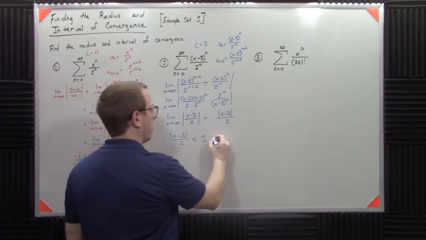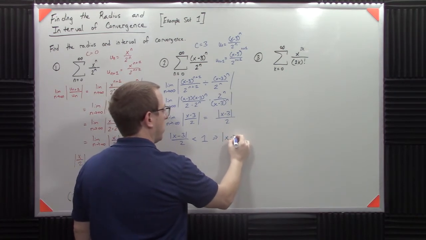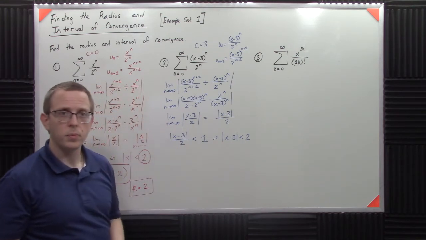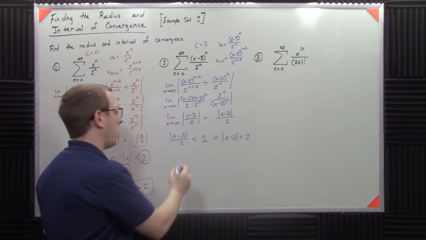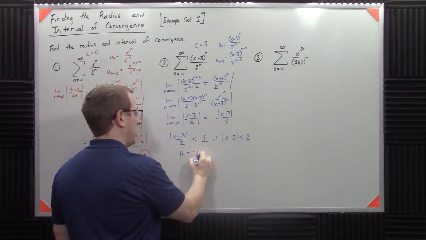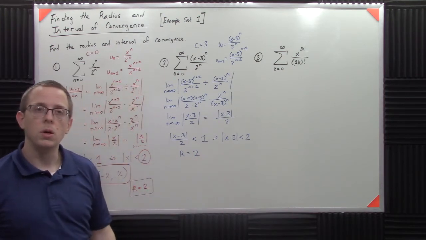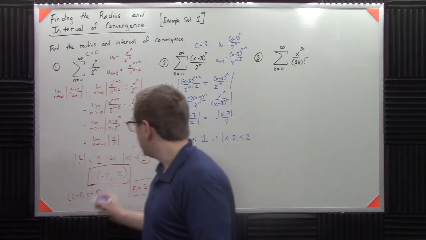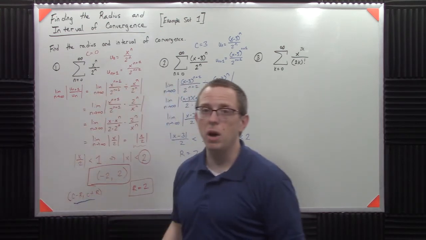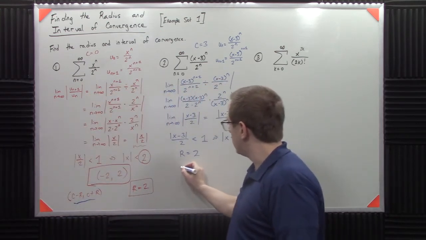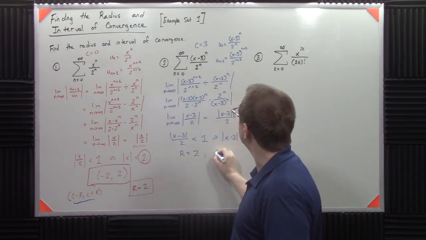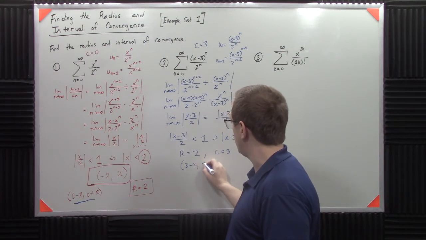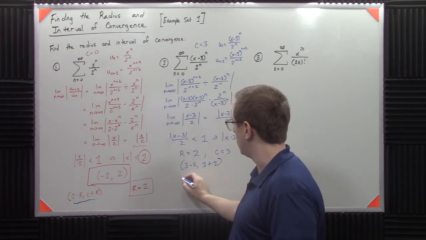So then I rewrite that as |x minus 3| is less than 2. So what this tells me here is that the radius is still 2. But the center is now 3. So we have to use this form, the c minus r, c plus r. So again, c is 3. So I have 3 minus 2, 3 plus 2.